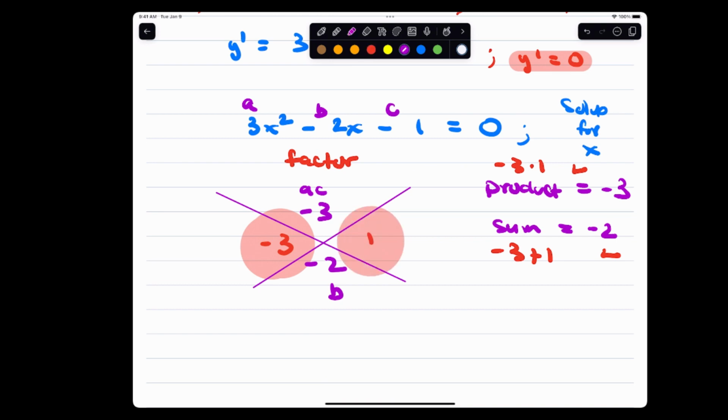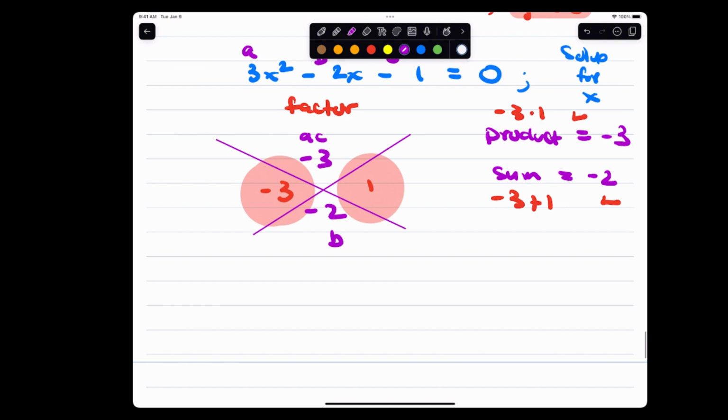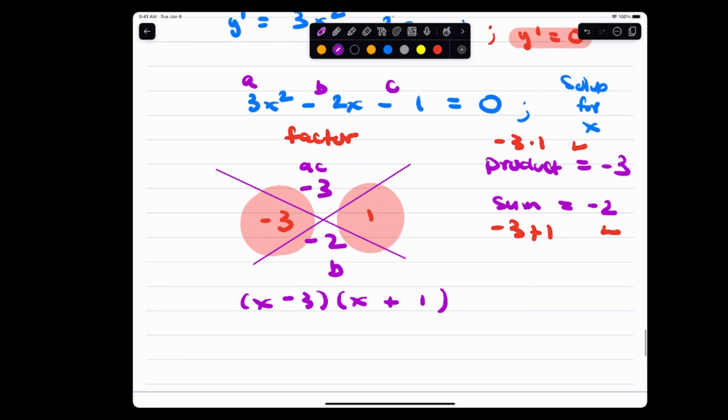Okay? So yes, that works. So let me go through the details of this crisscross method, okay? So we put x here minus 3. We put x here plus 1. Is that true? But be careful here.